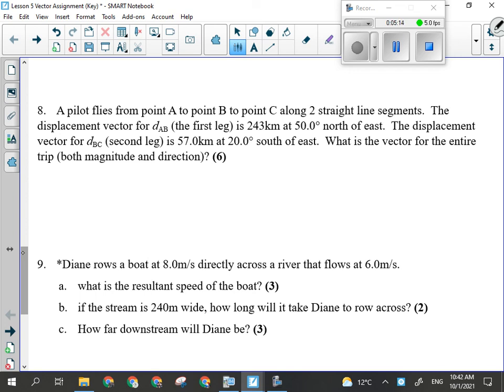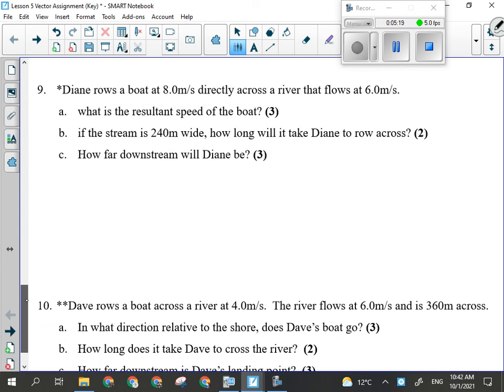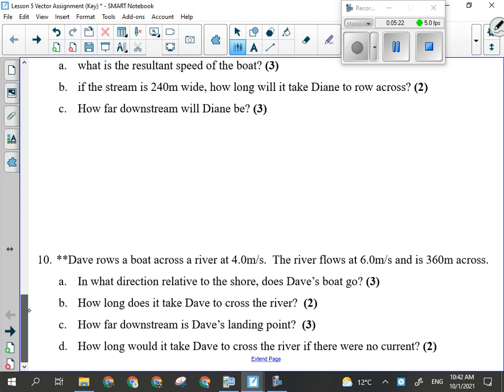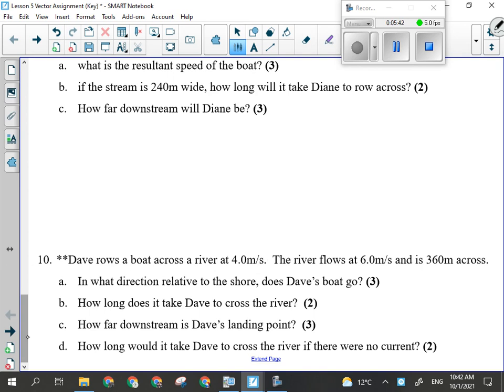That's all we're looking for there. 9 and 10 are just boat questions, and they're both the same kind of boat question. So there isn't one rowing across and one going across; there's only 2 of the same kind. You'll have to figure out which one. Just be mindful of what it's asking for: resultant speed, how long it takes to row across, how far downstream. Question number 10 asks for basically the same thing, but has one little thing to make you think at the very end. Don't overthink it. It's just asking you to think a little bit, not a lot.